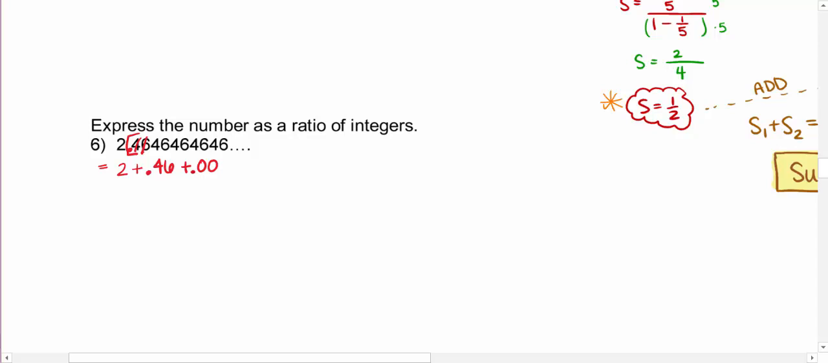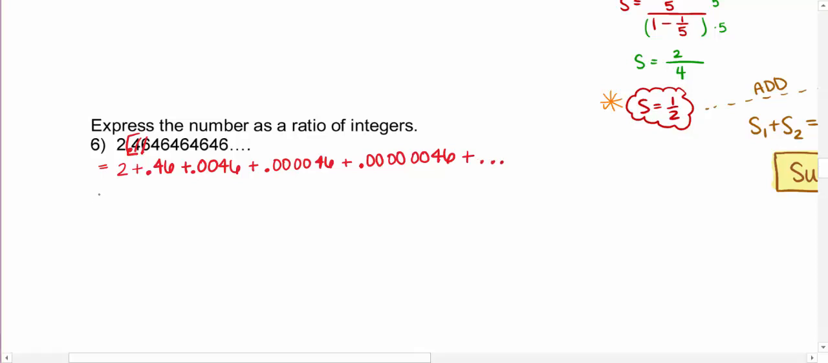So I'm going to add 0.0046, because again, that's going to leave the first two digits alone after my decimal point and only change the third and fourth. And then it would be plus 0.000046, and then it would be plus 0.00000046 plus dot dot dot.